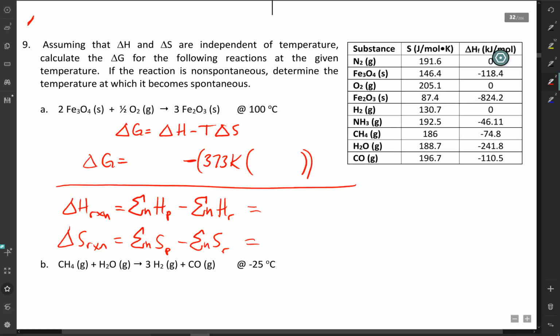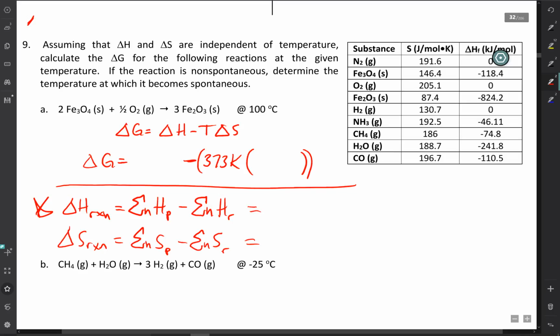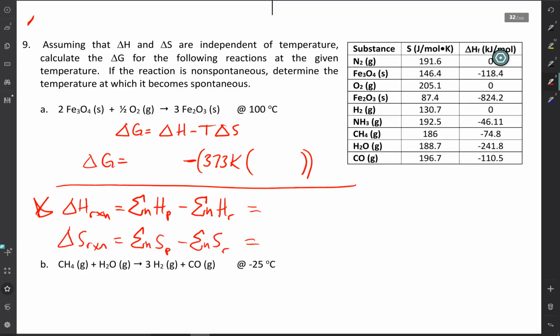Now in lesson 9.4, we went through how to calculate delta H, so I don't want to spend a lot of time doing that. I want to make sure that we're figuring out how to use this delta G equals delta H minus T delta S formula. If you're a little shaky on calculating the enthalpy of the reaction, go back to screencast 9.4 and watch.